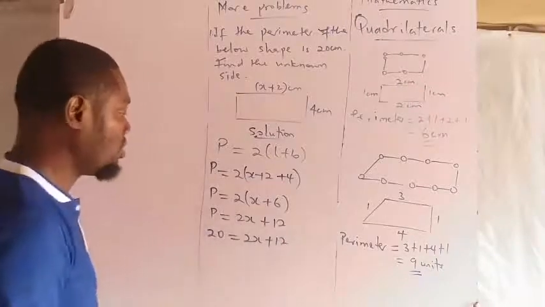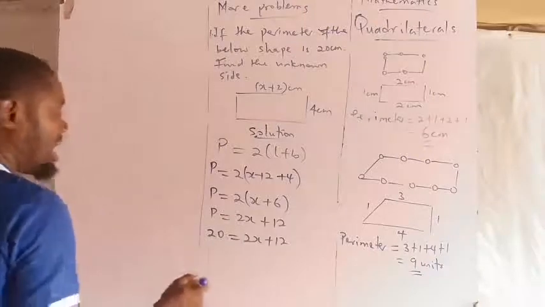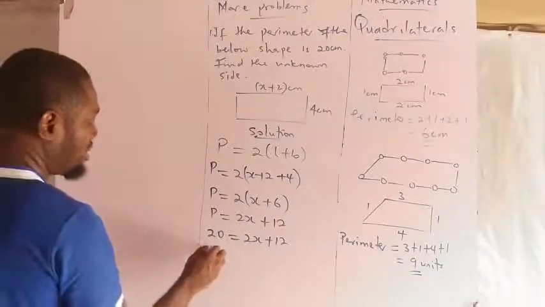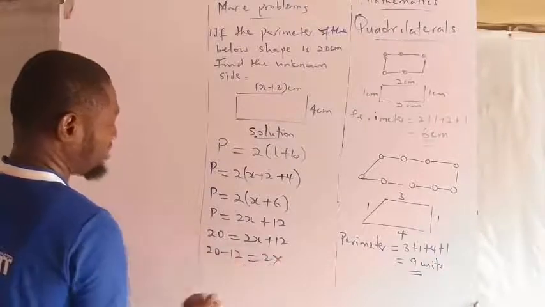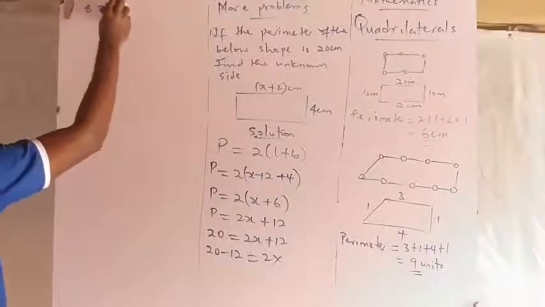This is a simple algebraic equation. I want to find X, so I need to take plus 12 to the other part of the equation. So I'll be having 20 minus 12 is equal to 2X. That will become 8 is equal to 2X.